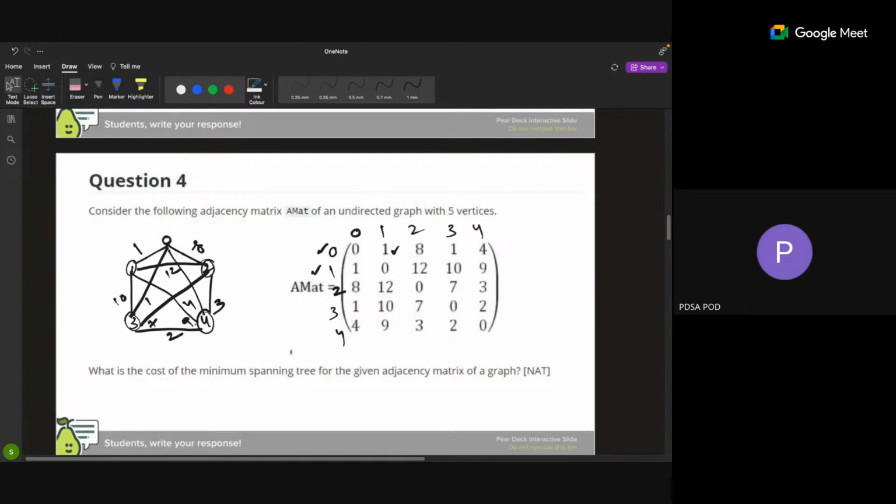Up to this, is it clear? Yes, sir. Now, they are trying to find out the minimum cost spanning tree. What is the minimum cost spanning tree cost? It's very simple. Let's apply the Kruskal algorithm.